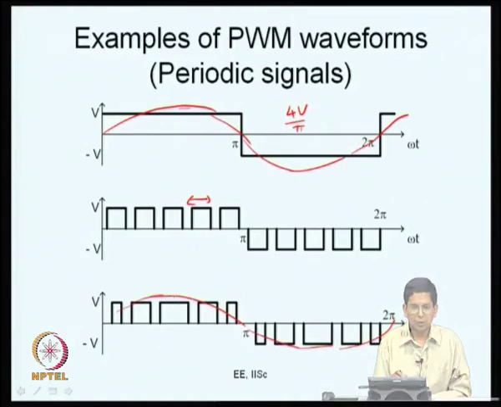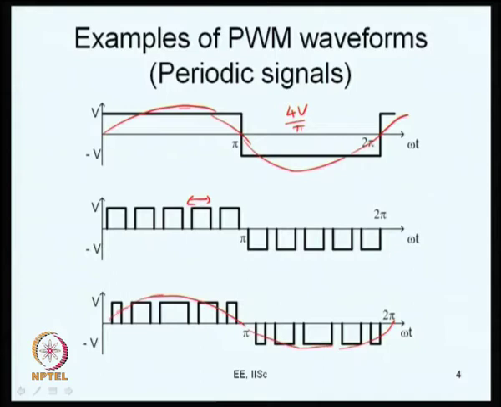When the fundamental component is high, those pulse durations are higher, and when the fundamental is going through 0, the pulse durations are lower. So you vary the pulse width in a certain fashion, so that you get the desired fundamental voltage, but the harmonics are suppressed now.